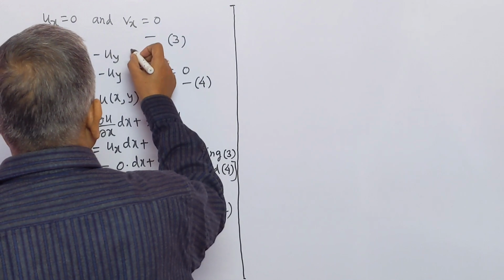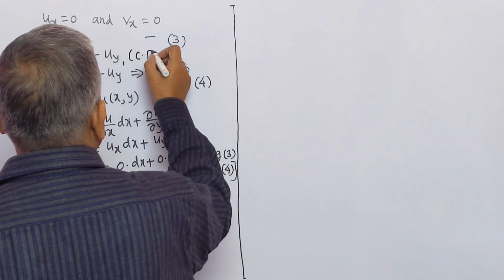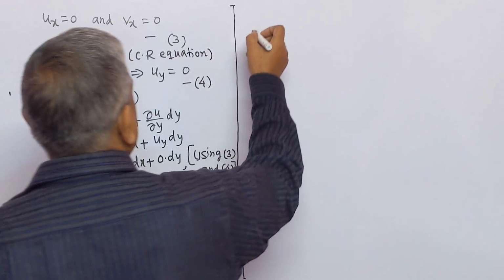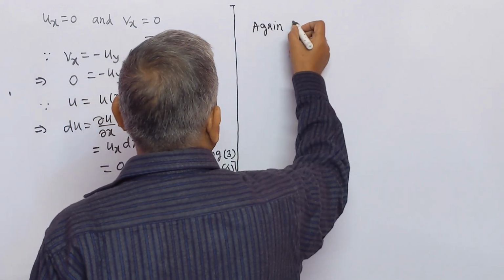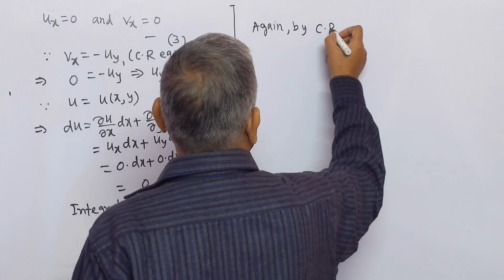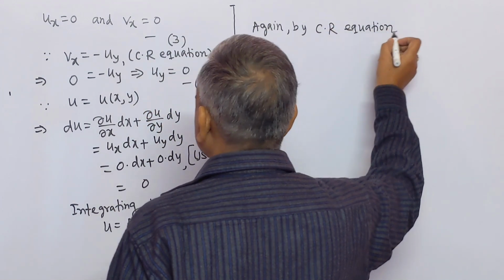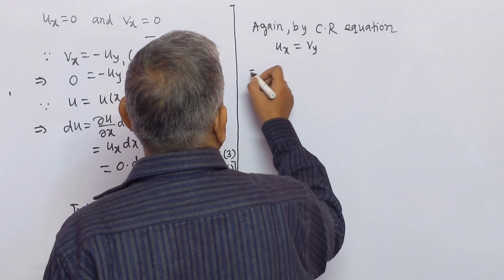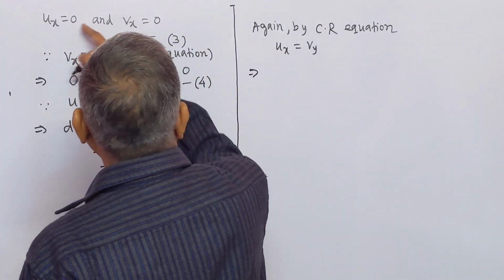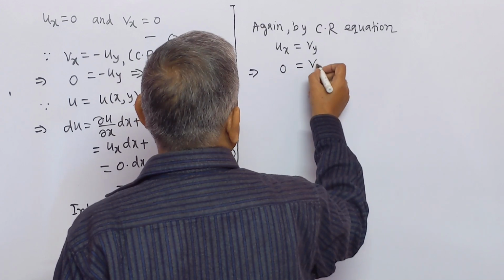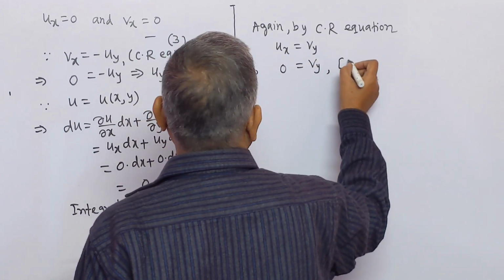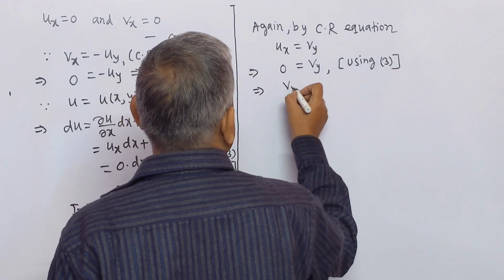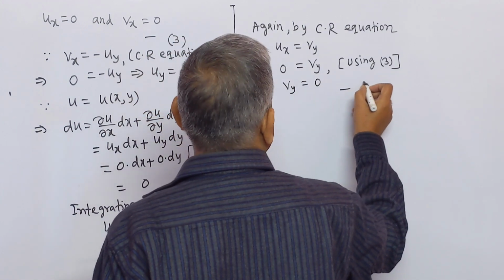Again, by the CR equation, the Cauchy-Riemann equation, ux equal to vy, implies that here ux equal to 0 equal to vy, using 3, implies that vy equal to 0. This is number 6.